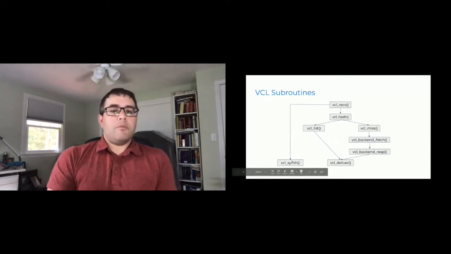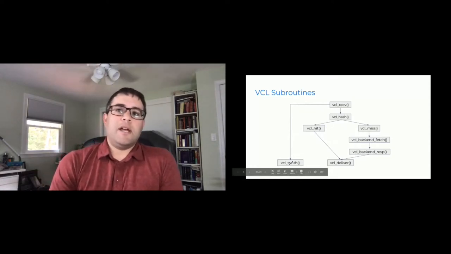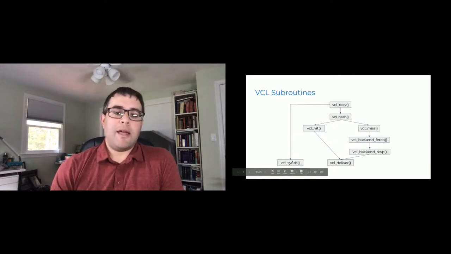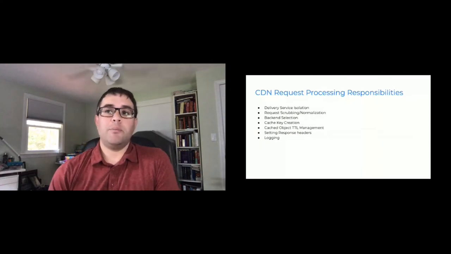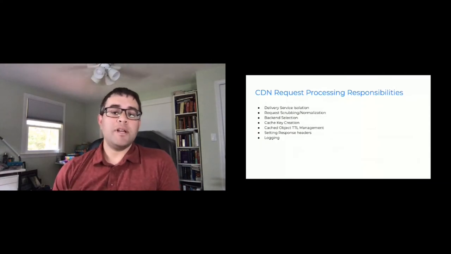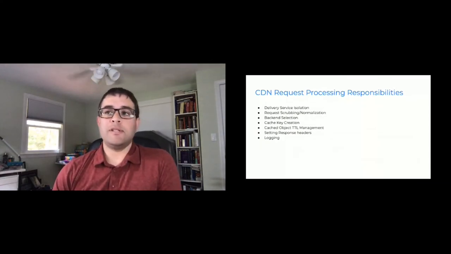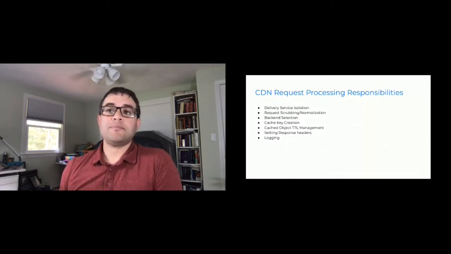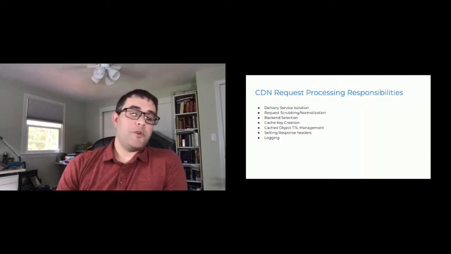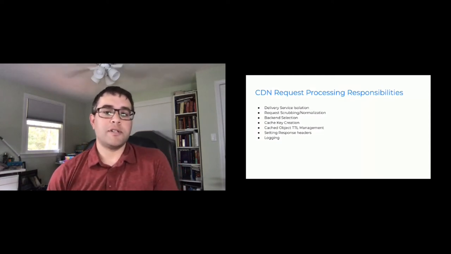So these are some of the components of CDN request processing, or jobs that every CDN has to do in order to differentiate it from a naive, simple cache. We'll take a look at how to build the first few of these in VCL, but things like delivery service isolation, request scrubbing, and backend selection are all things that you can do in VCL. The first one of those is delivery service isolation.